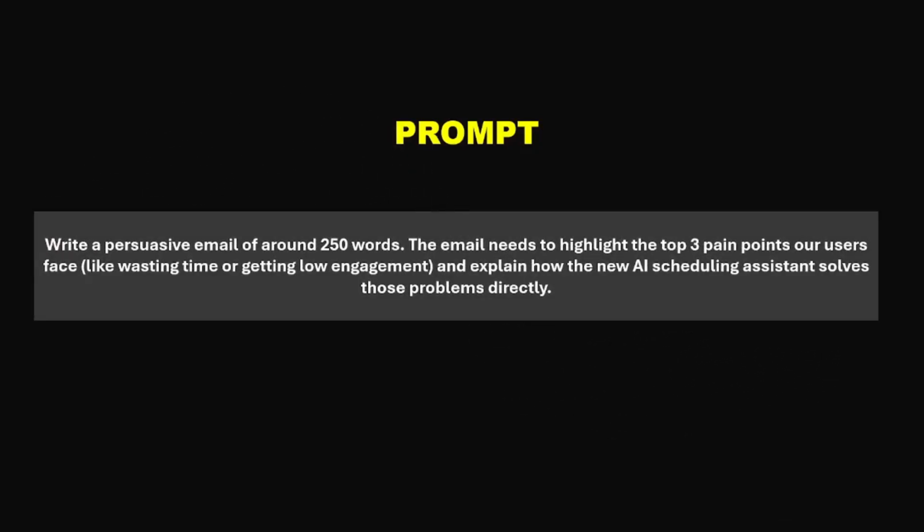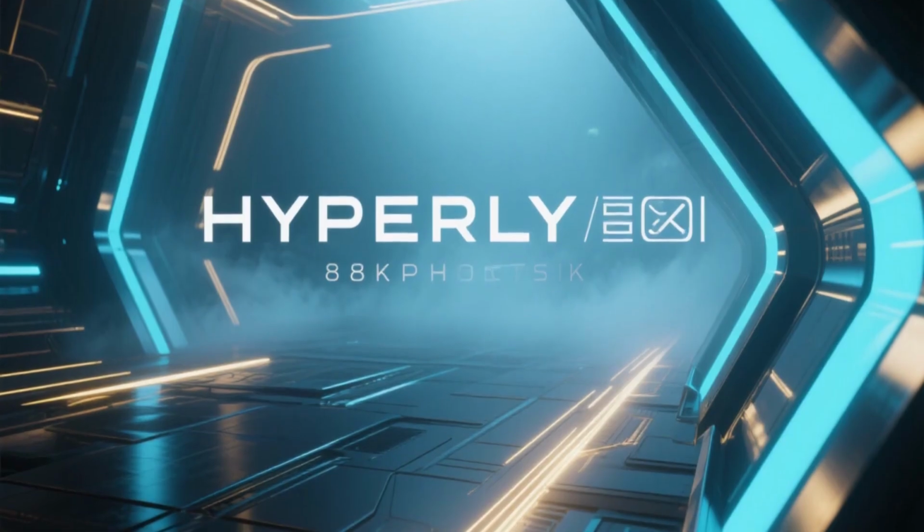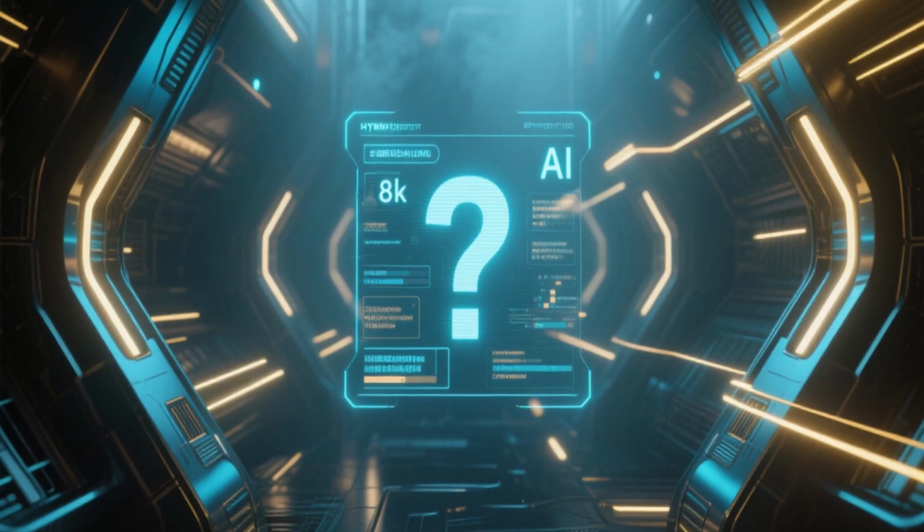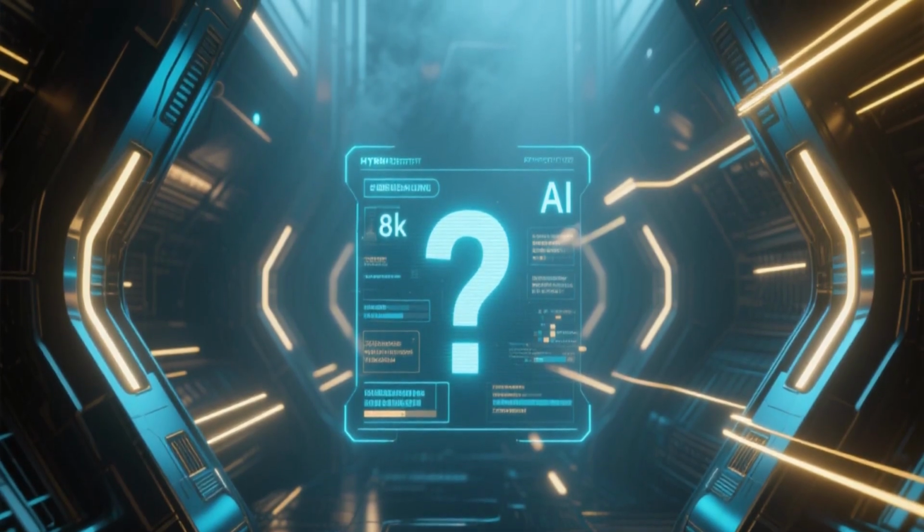The email needs to highlight the top 3 pain points our users face, like wasting time or getting low engagement, and explain how the new AI scheduling assistant solves those problems directly. We've gone from a vague wish to a precise command. Write a persuasive email. That clarity is everything. Part 4. Format.